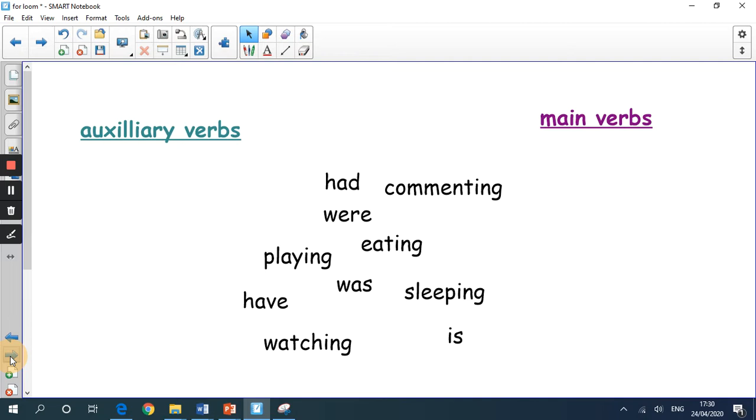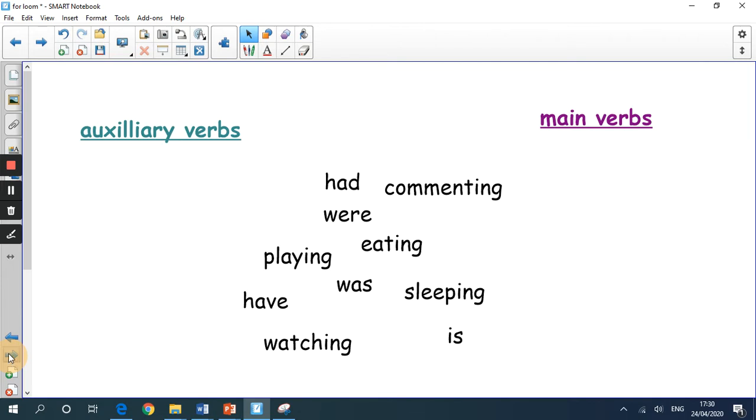So I'm going to sort them now. And the other thing that you need to know about auxiliary verbs is they're often quite short. They haven't got many letters in them. So if there's something with 7 or 8 letters in it, chances are it won't be an auxiliary verb. So have a little look at those.